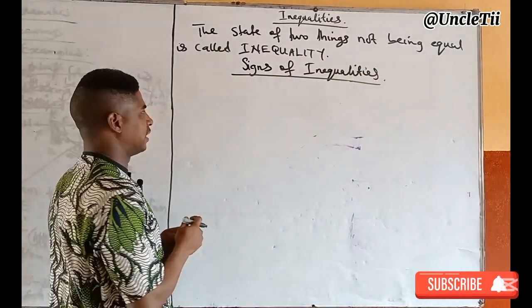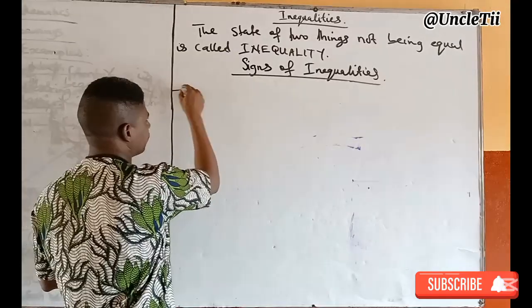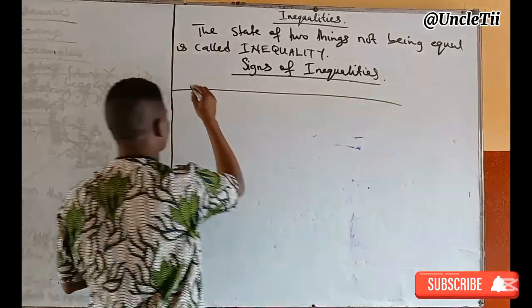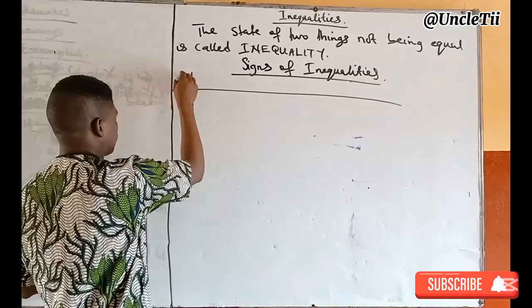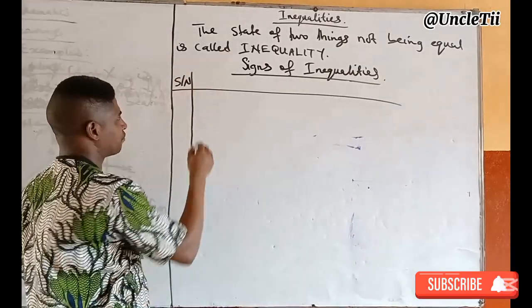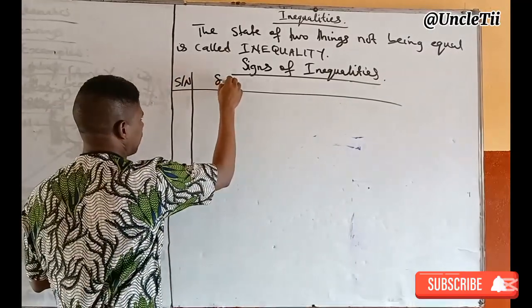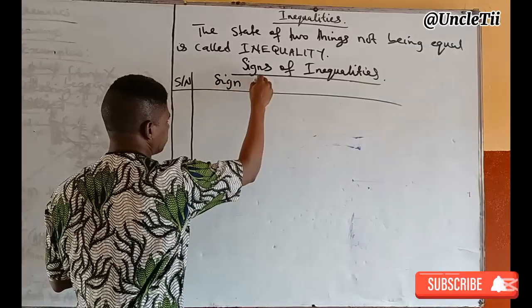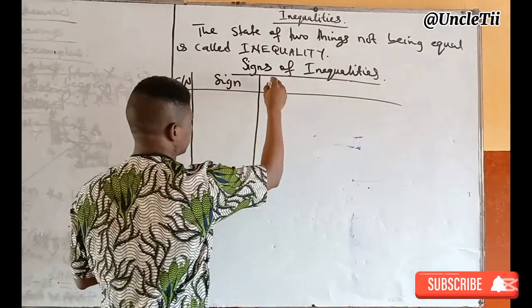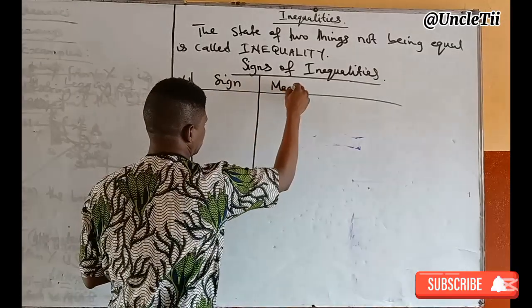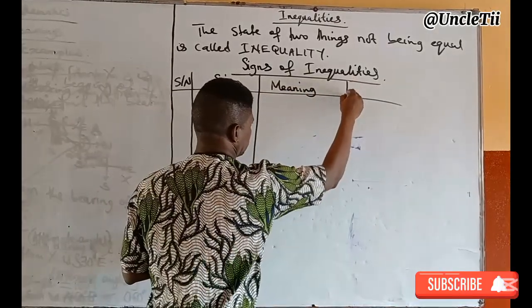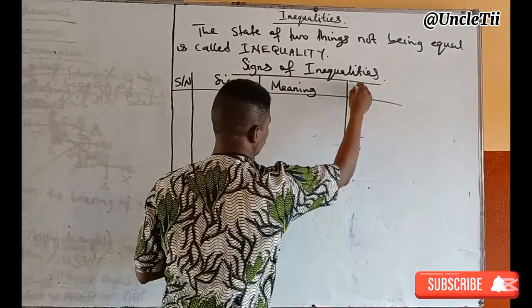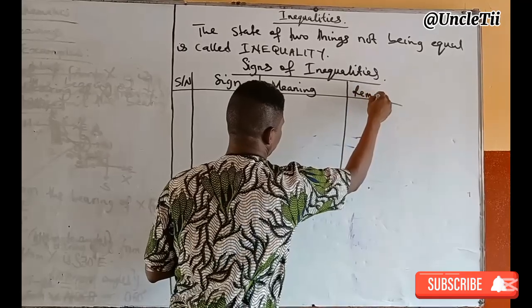Let us tabulate them. Here we have serial number. Here we have the sign. Here we have the meaning of the sign. And in the fourth column of the table, we provide a further remark.